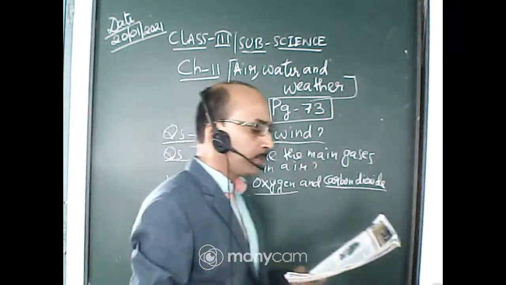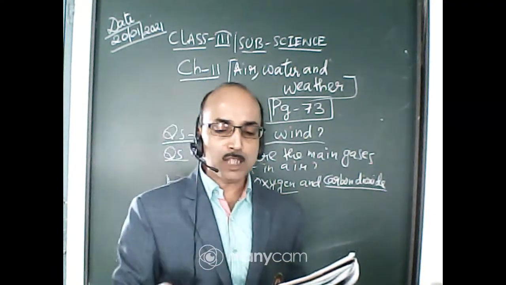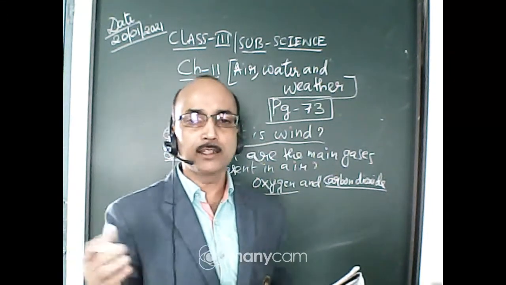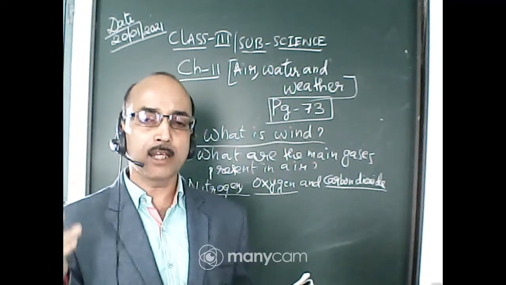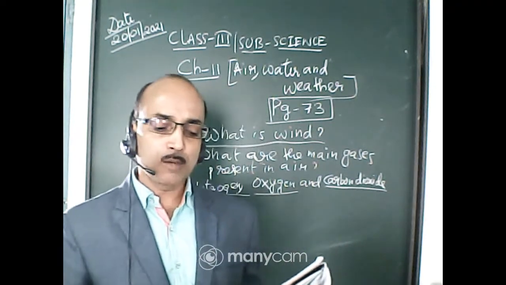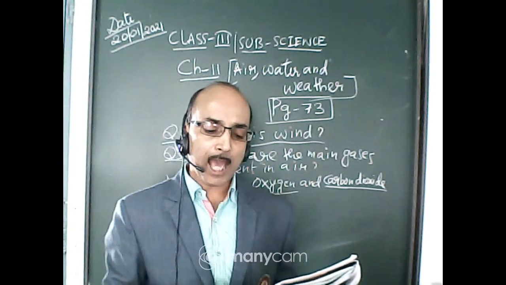Human beings and animals breathe in oxygen and breathe out carbon dioxide. Plants will not be there because plants don't breathe in like that. They take in the carbon dioxide and breathe out the oxygen. So here only human beings and animals will be there. They breathe in oxygen and breathe out carbon dioxide. Plants take in carbon dioxide to make their food and give out oxygen.